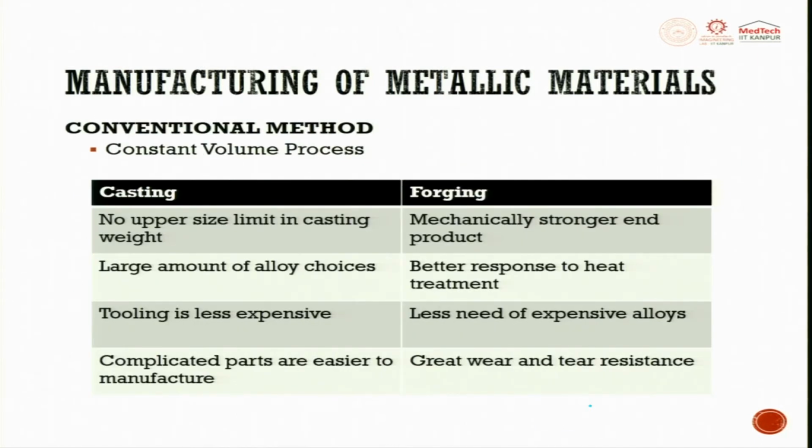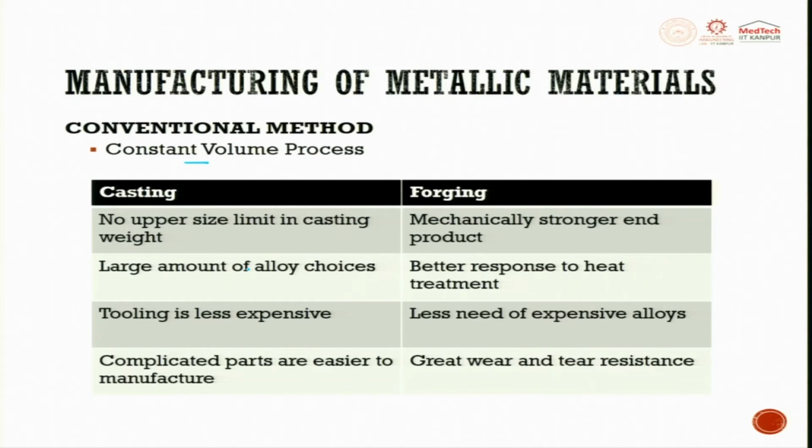When we look at conventional methods, you have constant volume process. Under constant volume process, you have casting and you have forging. In casting, there is no upper size limit in cast weight. For example, big church bells can be made out of casting. Then a large amount of alloy choices can be done by casting.